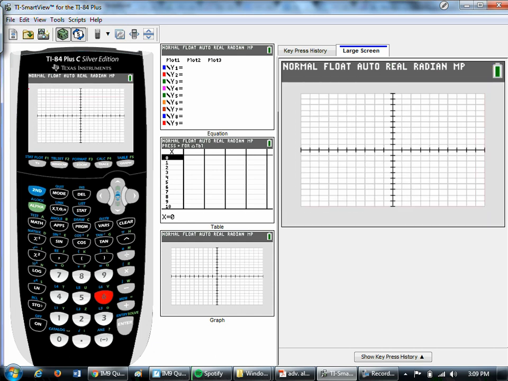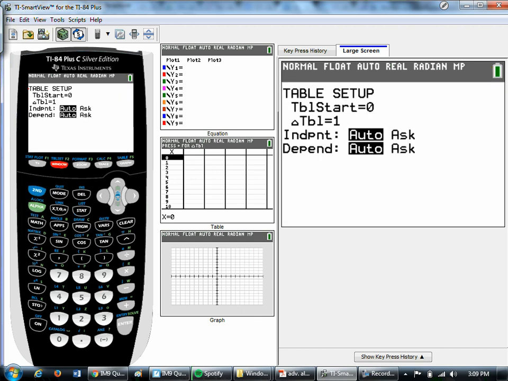Zoom standard is negative 10 to positive 10 on both x and y. I also want you to hit the second key, and then window, that is table set. In other words, we're going to work with the table to start, and we need our table to all start at the same spot. So when you go to second window, anything here in blue, in other words, table set, you have to hit the second key first. I want it to start at 0, and I want the change in table, that's what the little triangle table means, to go up by 1s. In other words, my x values are going to go up by 1s, and I want them to start at 0.